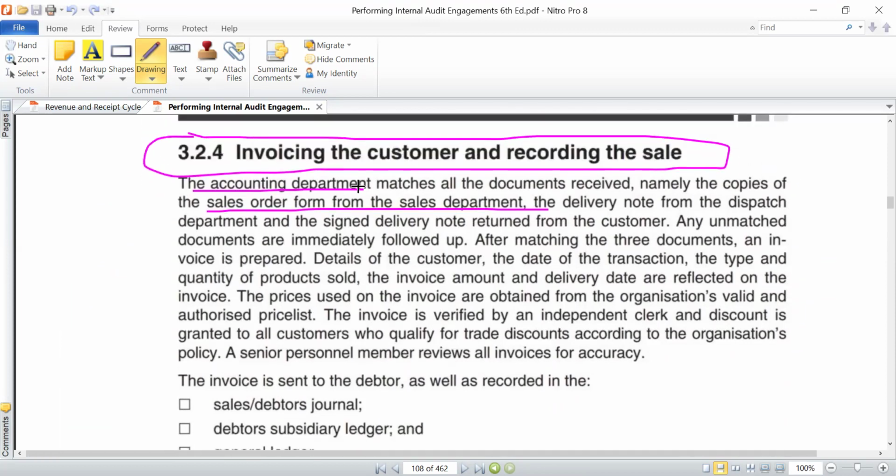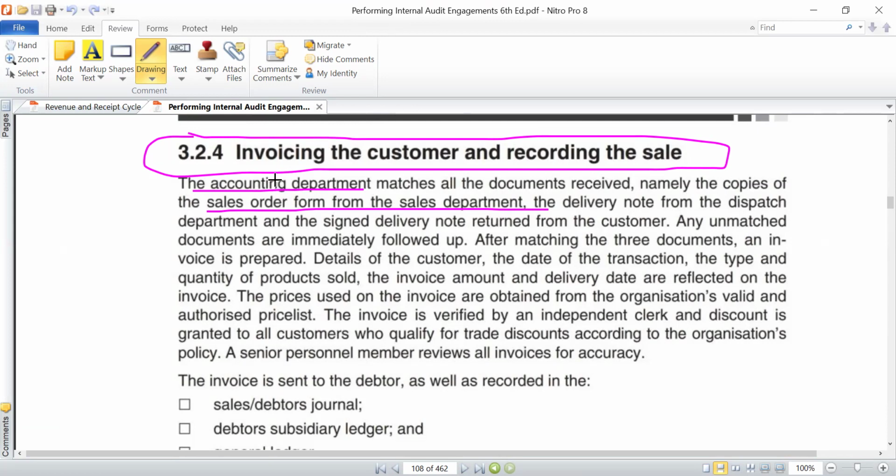Now, when you invoice the customer and record the sale, it's important because we need to have a record, all right, of what the customer acquired from us on credit, how much they have paid, how much is still outstanding. So that particular responsibility is given to what we call the accounts department.